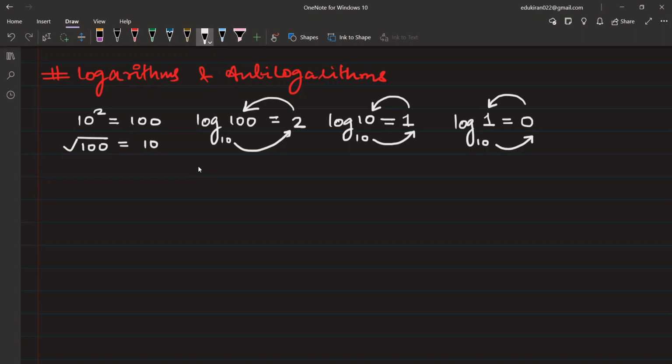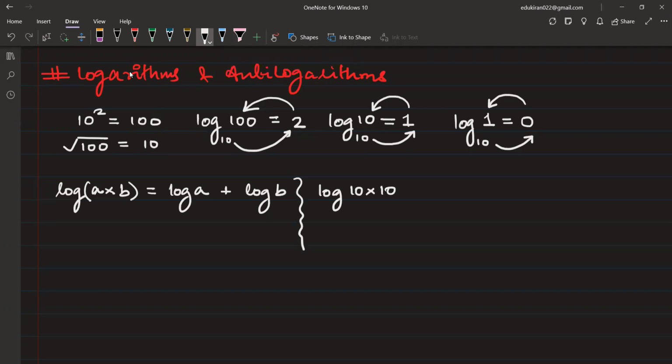Okay. Now, there are some rules that you have to write. For example, log of A into B, we can write this as log of A plus log of B. You can also see this. How can you see this? See, we have here log 100. We can write 100 as log of 10 into 10. And we know that this value should be equal to 2. And this will also be equal to log of 10, which is 1, plus log of 10, which is also equal to 1. So 1 plus 1 is going to give me 2.